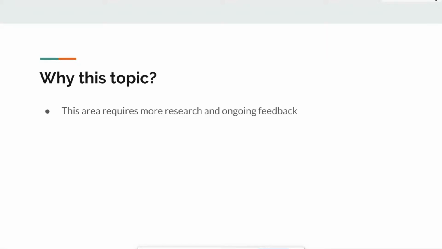So, why this topic? Developed countries are making the best use of information systems in healthcare, whereas developing countries are still struggling with implementing healthcare information systems in the health sector. Healthcare information system implementation is a very complex matter, and its success depends on various factors. This area requires more research and ongoing feedback to help the developing countries progress towards success. So that's why I chose this topic.